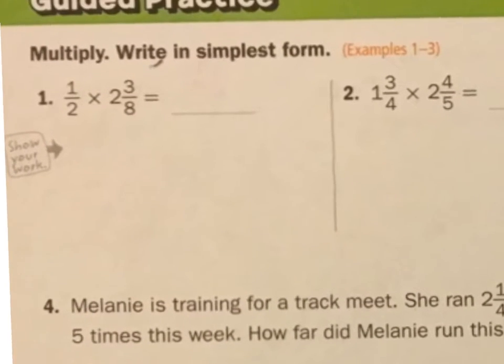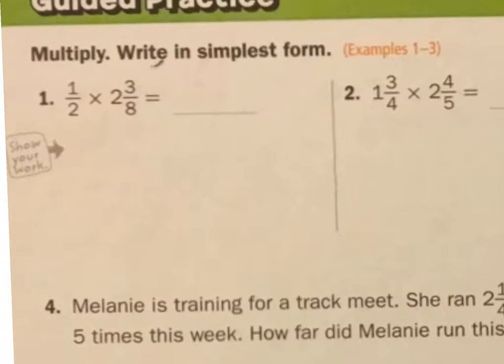I have 1/2 times 2 3/8. The 1/2 I like, it's a good fraction. I'm going to take this 2 3/8 and put it from a mixed to an improper. 8 times 2 is 16, plus 3, 16, 17, 18, 19. So 19 on top, and then I just keep the 8 for the bottom. Okay? Now I go across. 1 times 19 is 19. 2 times 8 is 16. So I have 19 over 16.